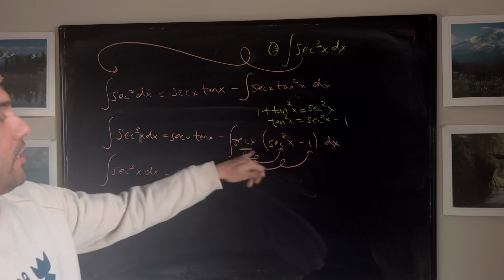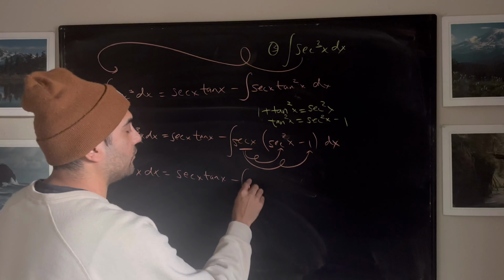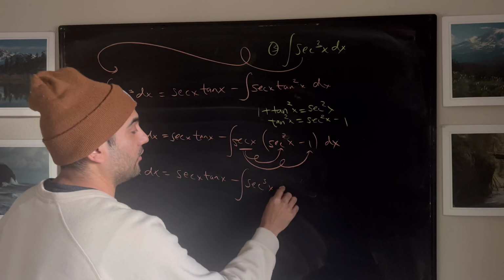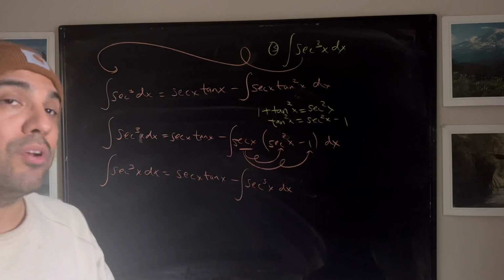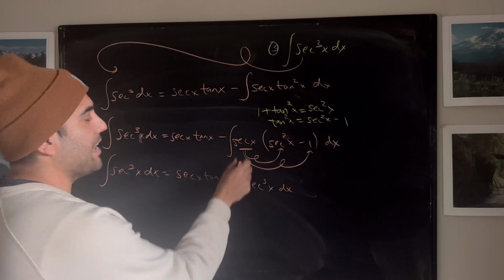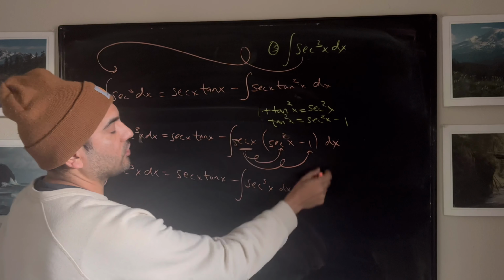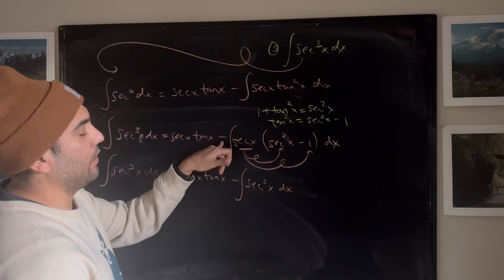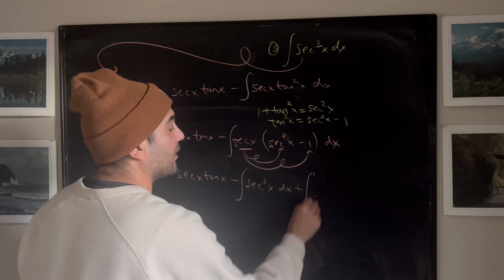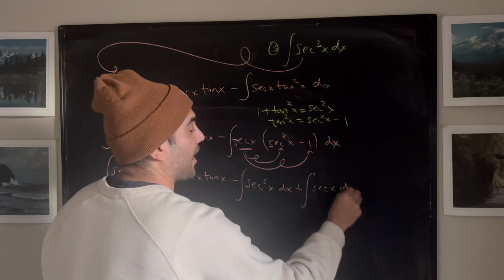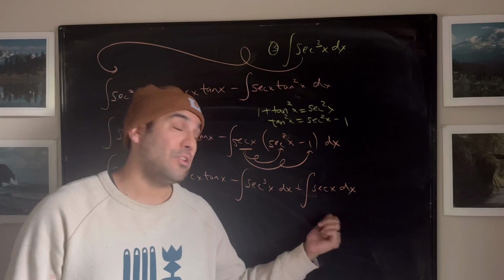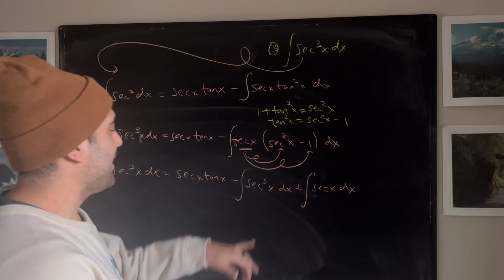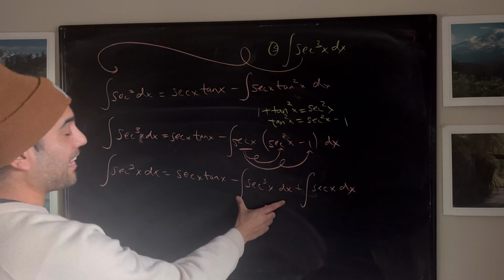minus, and now let's distribute this. So we have the integral of secant cubed x dx, and I'm going to separate this into two integrals already. And then when we multiply the secant x by the negative 1, that's negative secant, but you still have the negative on here, so this is going to become plus the integral of secant x. My God, good thing we covered this one, right?